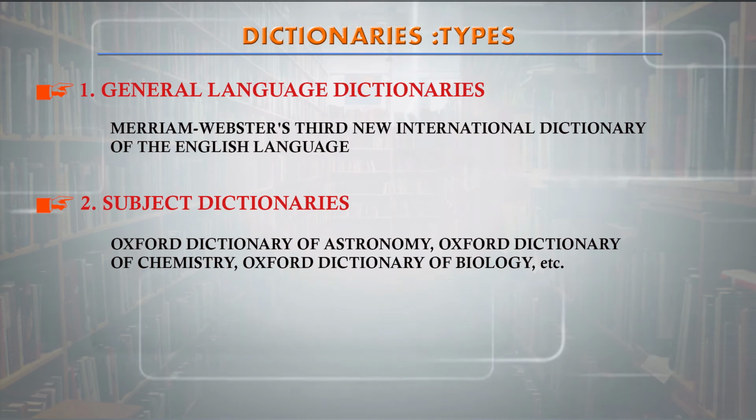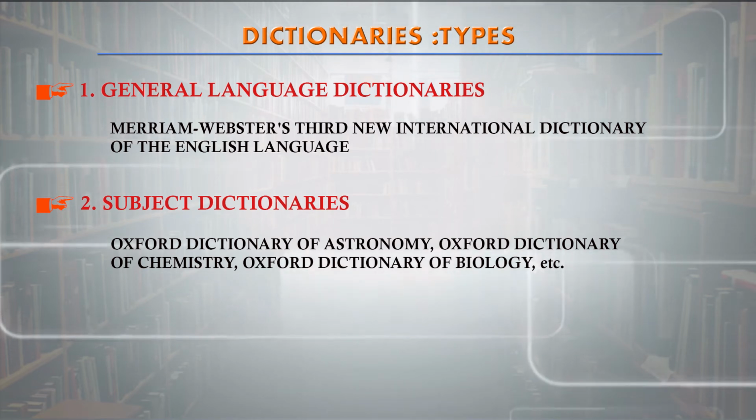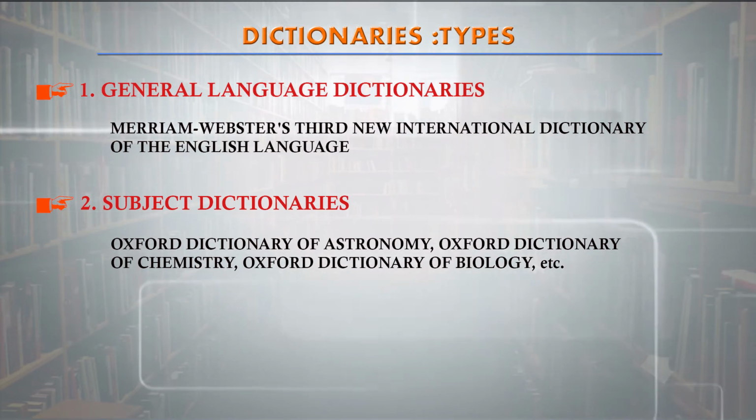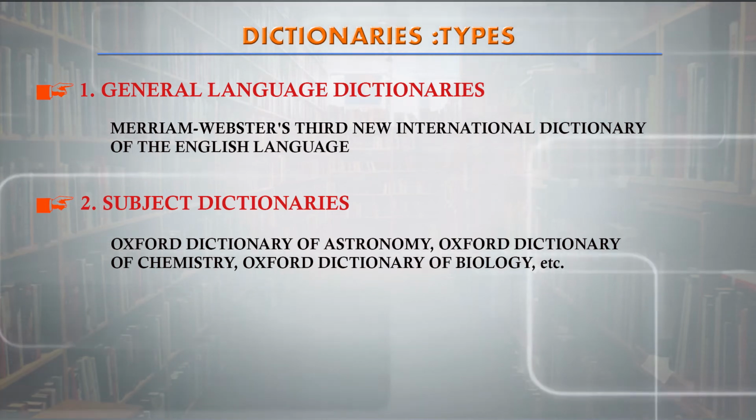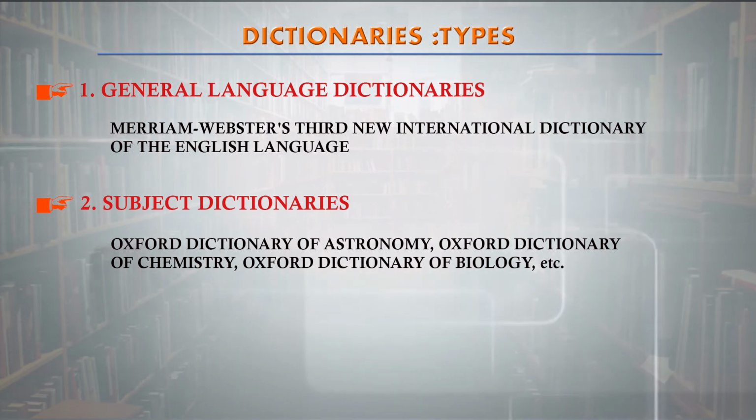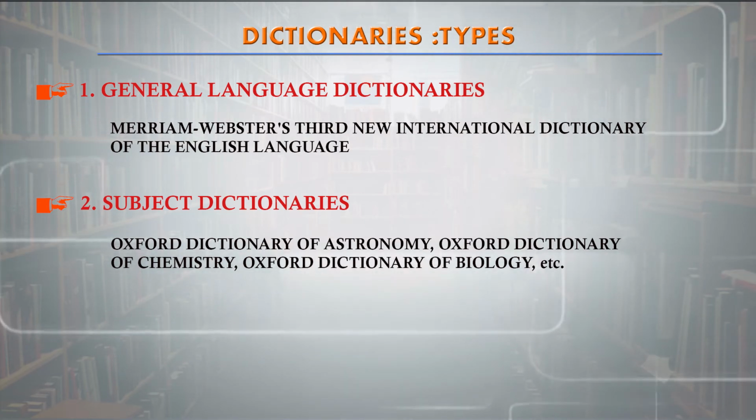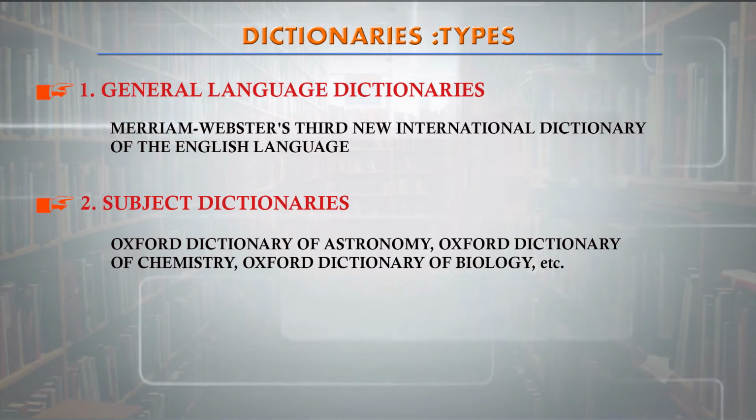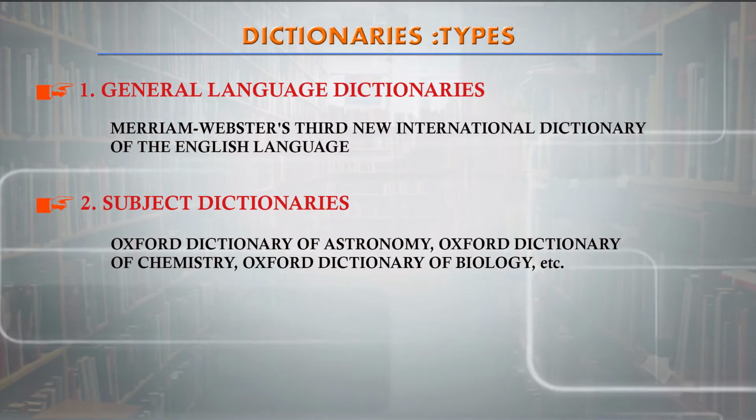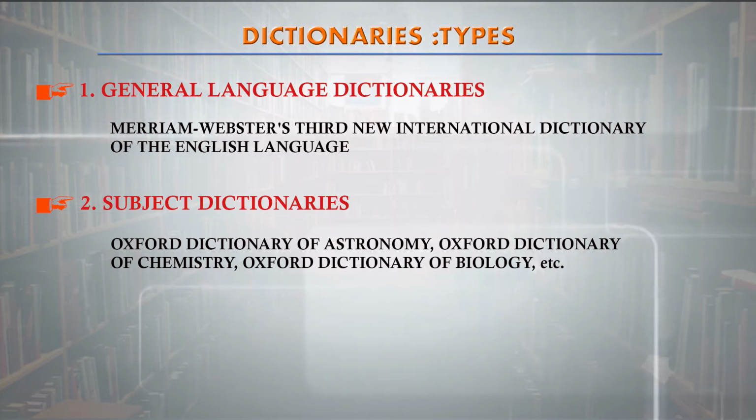Then comes the subject dictionaries. Subject dictionary, as the name suggests, these dictionaries are related to some specific subject. For example, Oxford Dictionary of Astronomy, Oxford Dictionary of Chemistry, Oxford Dictionary of Biology. See, these 3 examples which I have given you just now are related to some specific subject like astronomy, chemistry or biology. So, this way these dictionaries are known as subject dictionaries.